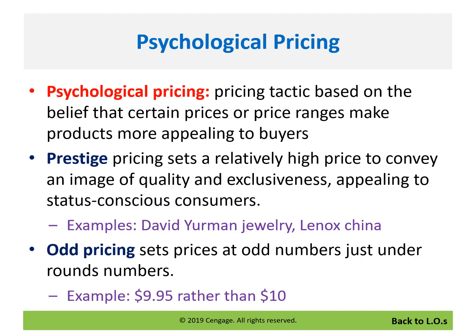When we say psychological pricing, this refers to the pricing tactic based on the belief that certain prices or price ranges make products more appealing to buyers. Prestige pricing sets a relatively high price to convey an image of quality and exclusiveness, appealing to status-conscious customers. Example, David Yurman Jewelry or Lennox China. Odd pricing sets prices at odd numbers, just under round numbers. For example, they set their price at $9.95 rather than $10.